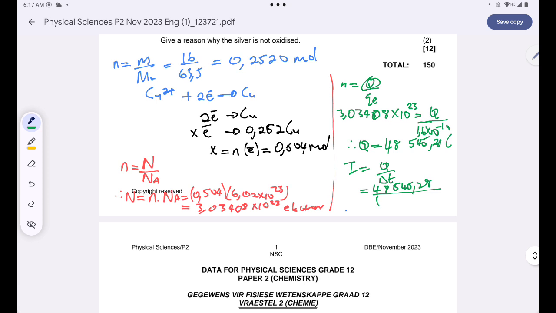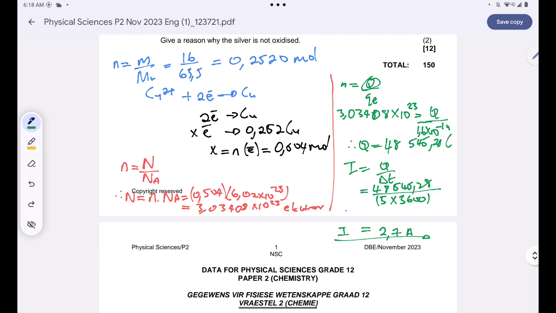To change the given time in hours, I must multiply whatever hours I was given with 3,600 for me to get the current. So I'll just divide this by 5 multiplied by 3,600. This will give me 2.7 amperes as my current. So 2.7 amperes of current was needed to form 16 grams of copper.